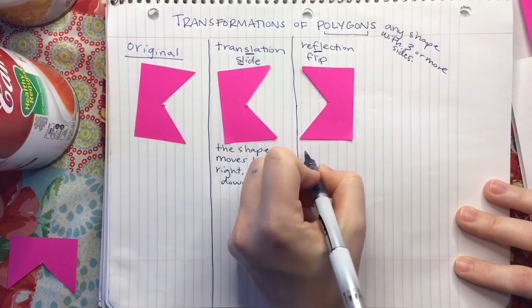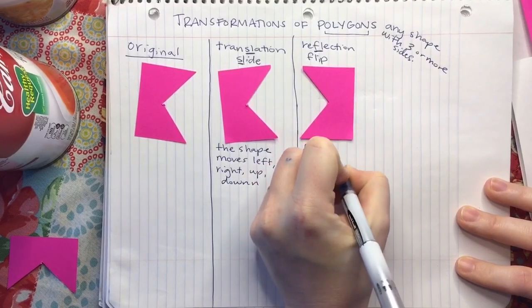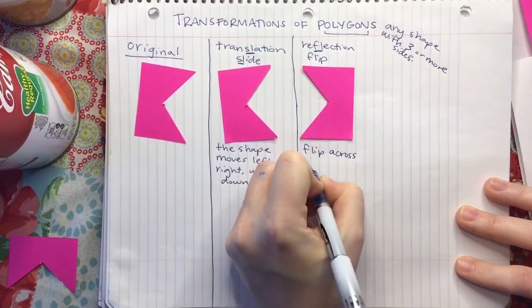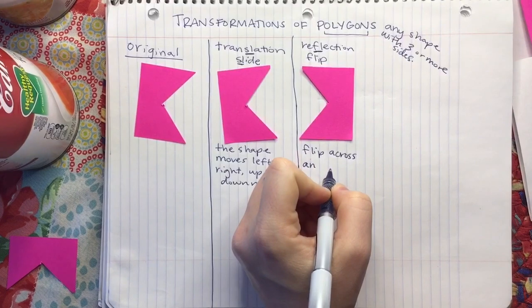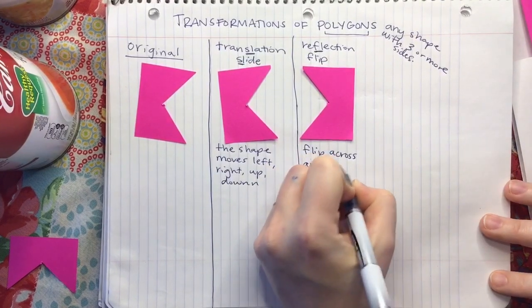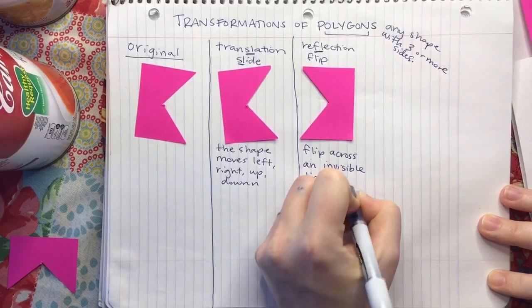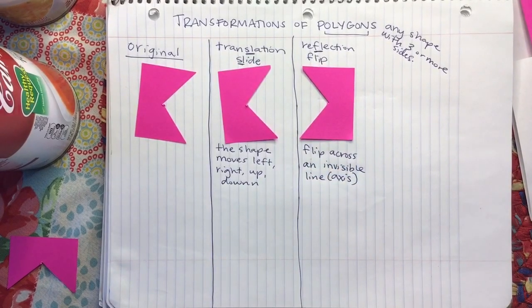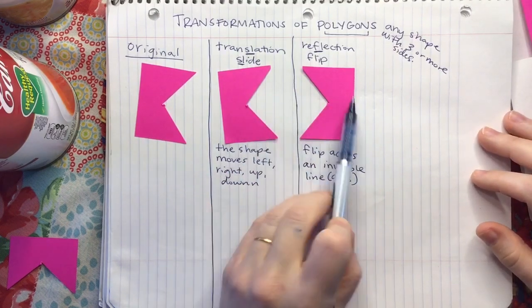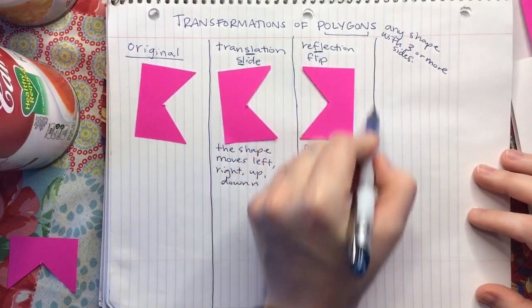So my flip is going to flip across an invisible line, which we call an axis. So if you think about when you learned about symmetry, you have your axis of symmetry. It's going to be flip-flopping across that line.